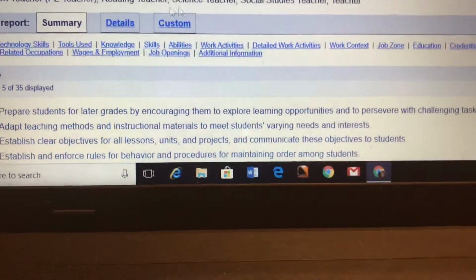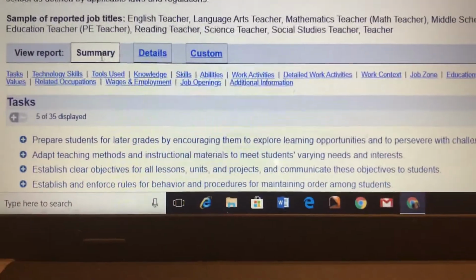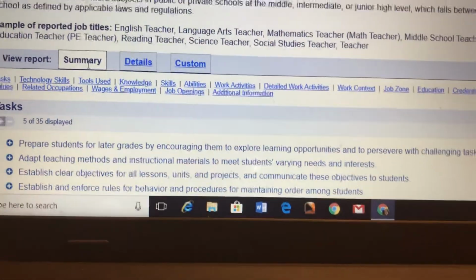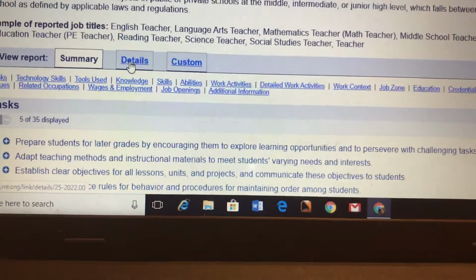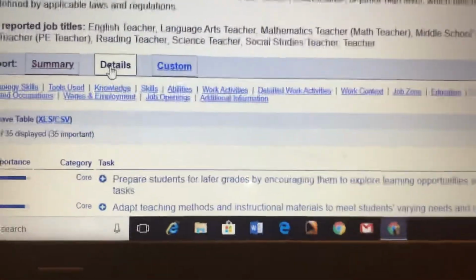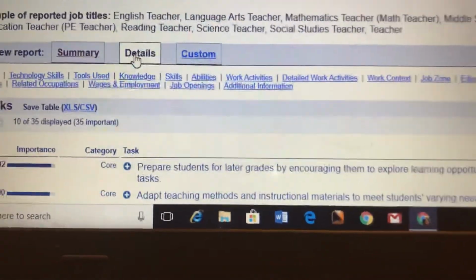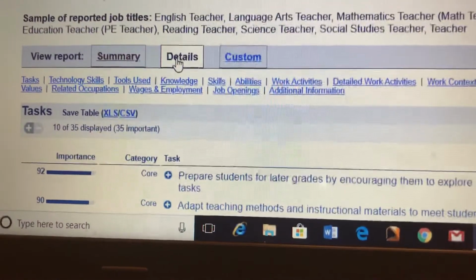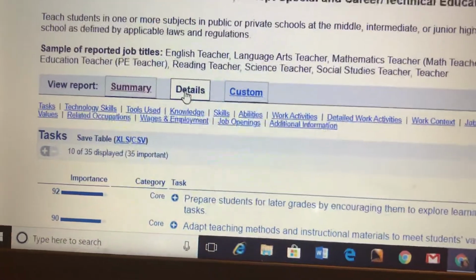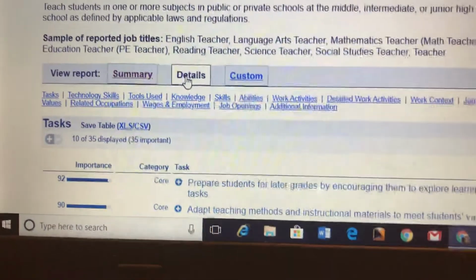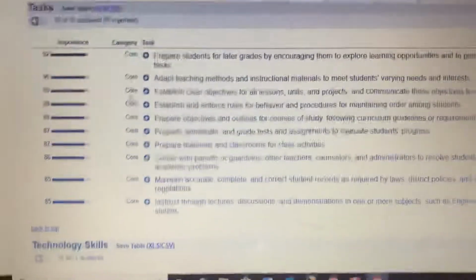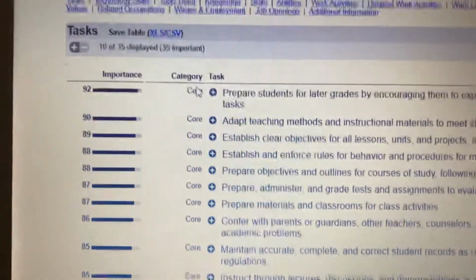So there's summary, details, and custom. It defaults to summary. So whenever you go to ONET Online, you look up your occupation, your job, it's going to automatically go to summary. You need to immediately click on details. I tell students this every year and they always forget. And then they go in to look for information and they're like, I can't find it. And I say, did you click on details? And guess what they say? They say, no, I forgot. So click on details.